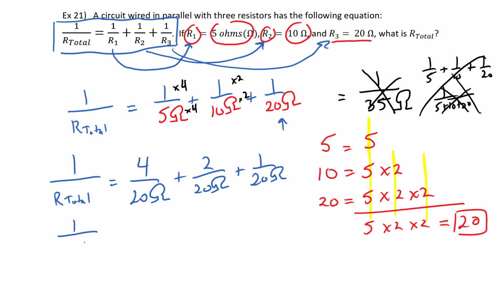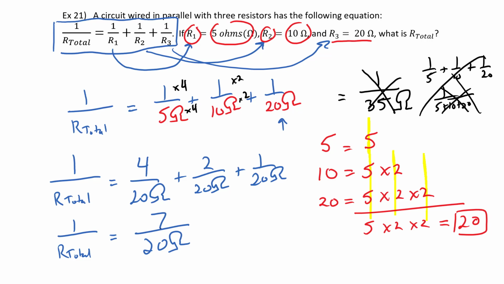Now we add those fractions together now that we have a common denominator. Common denominator is 20 ohms, and here 4 plus 2 plus 1 is 7. Ask yourself, can I simplify that down anymore? Can I simplify 7 over 20? I cannot. Is that our final answer?